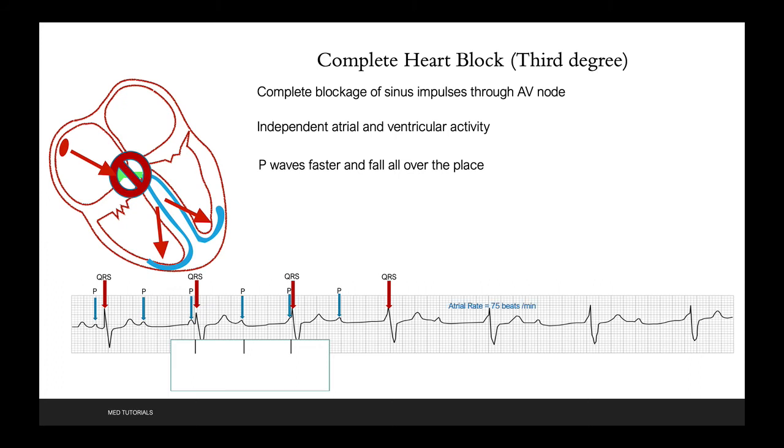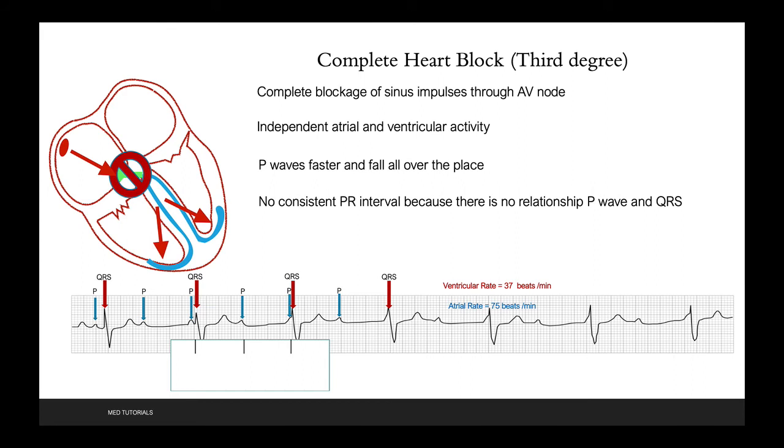So the atrial rate in this ECG is 75 beats per minute. So that's not the reason for bradycardia, but the ventricular rate is 37 beats per minute, and that's because these P waves were blocked and the ventricles were paced from elsewhere. That's the reason for the bradycardia.